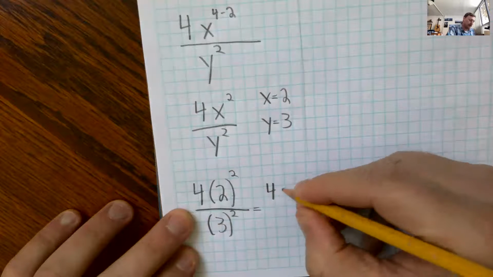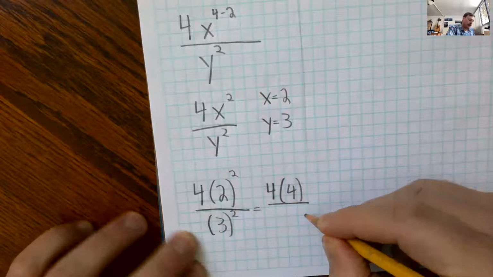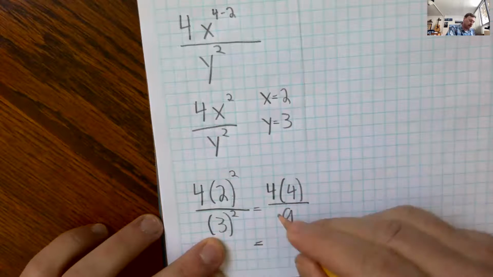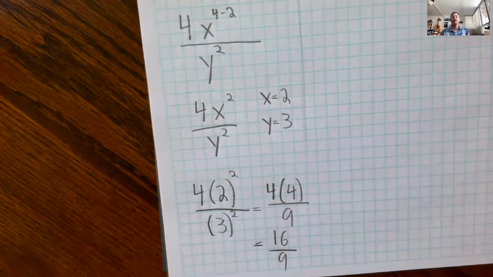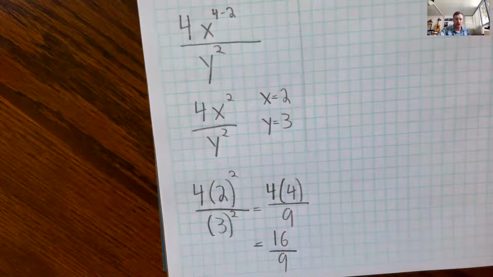Simplified, I'm going to keep that 4 there for a second. 2 squared is also 4, and this 3 squared is 9. Final step, 4 times 4 is 16 over 9. For these types of problems, we can just leave them as fractions. It's fine if they're unreduced. It's fine if they're improper. That's not what we're focused on in this unit. So you can just leave it as those two numbers in the numerator and the denominator.